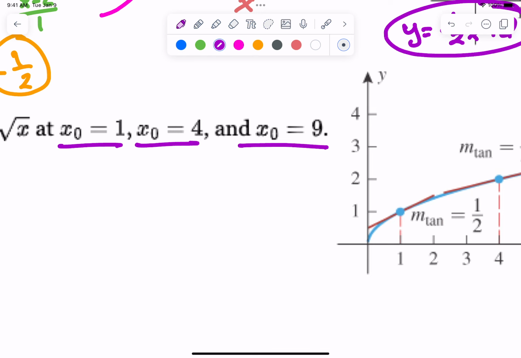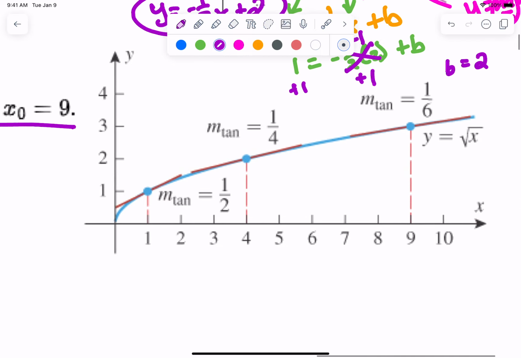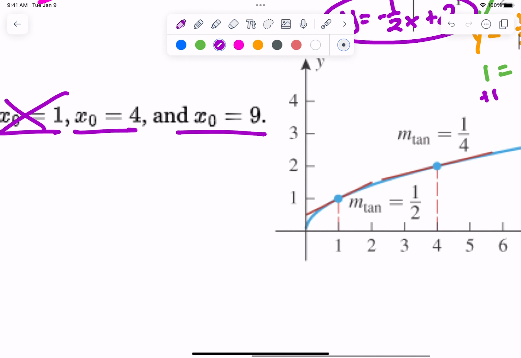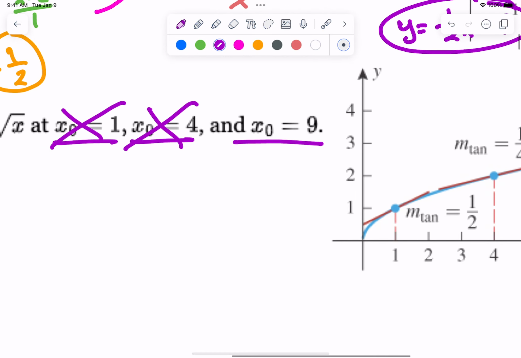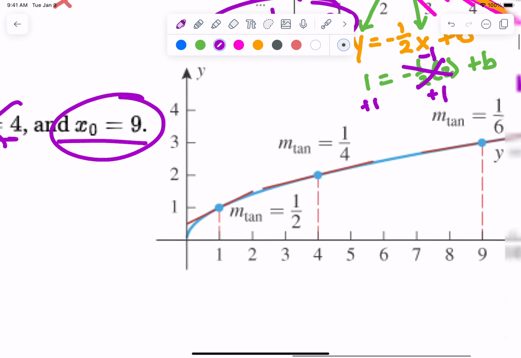Well, if we do one, we could just multiply. No, I don't want to. Let's do 4. I don't like using 1 because 1 is just too generic of a number. So the middle guy. Let's do 9. I want to do 9. Let's do 9 instead. Okay.